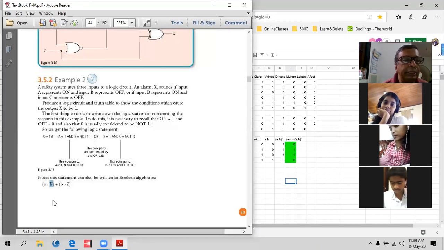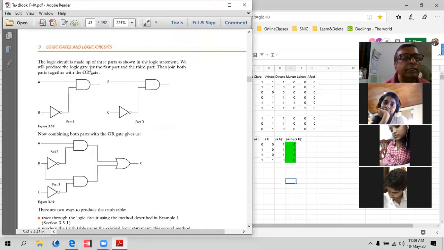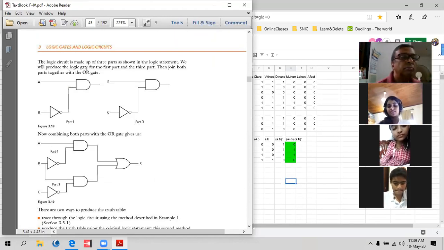That is A and not B, or B and not C. Various ways of saying it, but the same logic, same result. The logic circuit is made up of three parts as shown in the logic statement. We will produce the logic gate for the first part and the third part, then join both parts together with the OR gate.